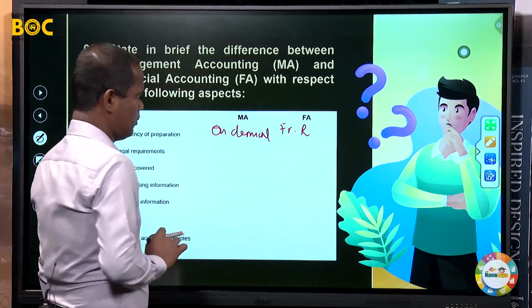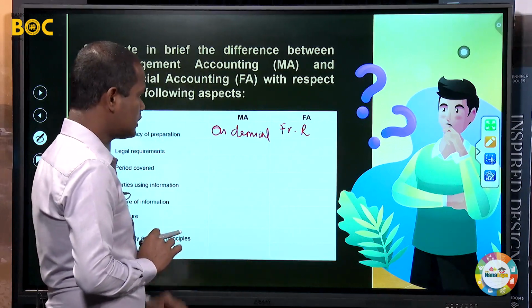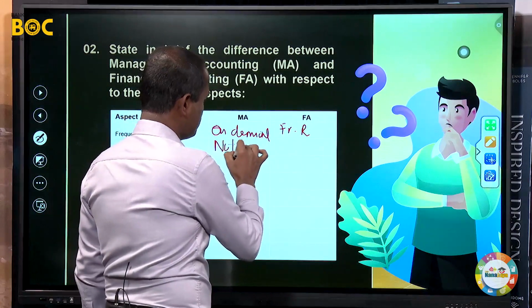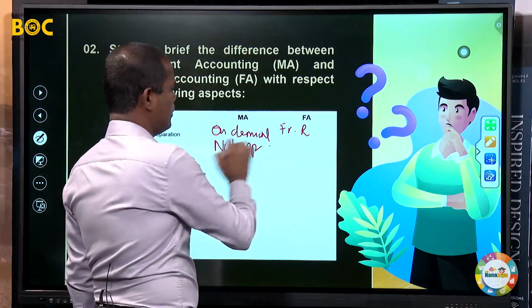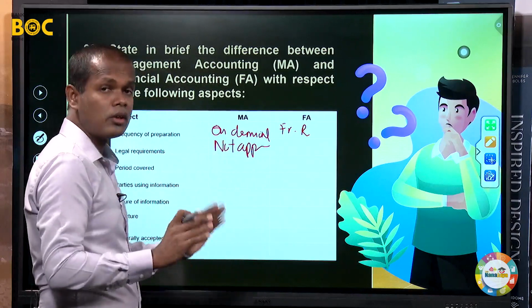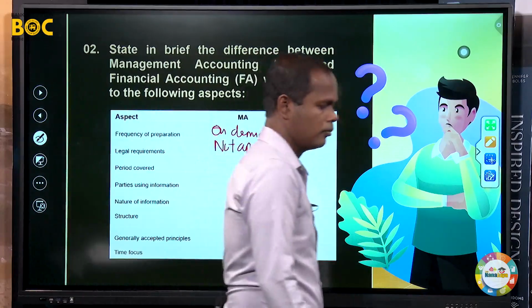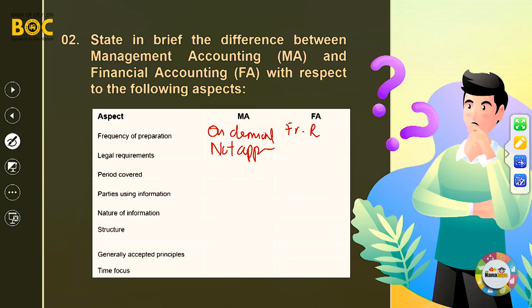The legal requirement. For management accounting, legal requirement is not applicable. There are no legal requirements for management accounting. But for financial accounting, legal requirements are applicable. You have accounting standards in financial accounting.